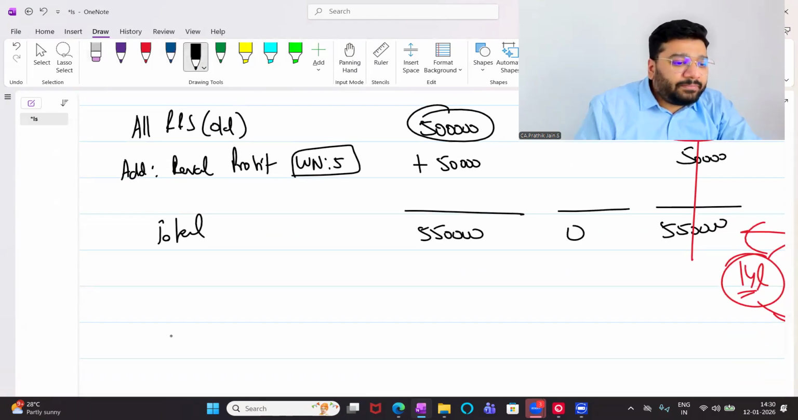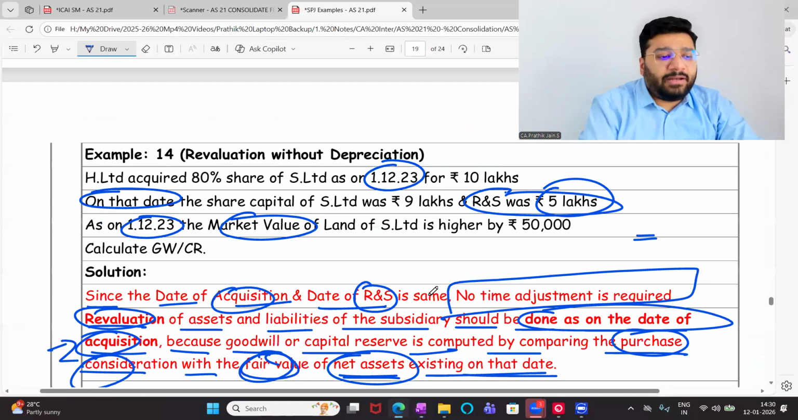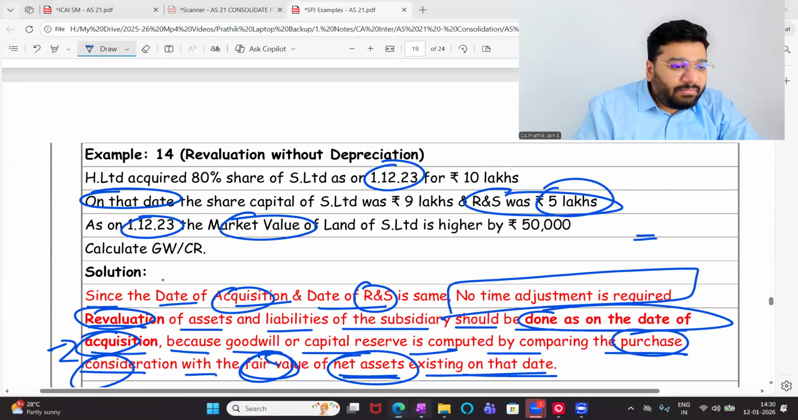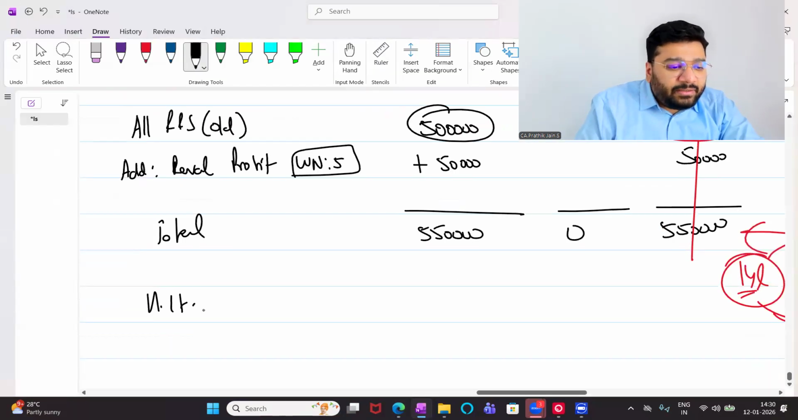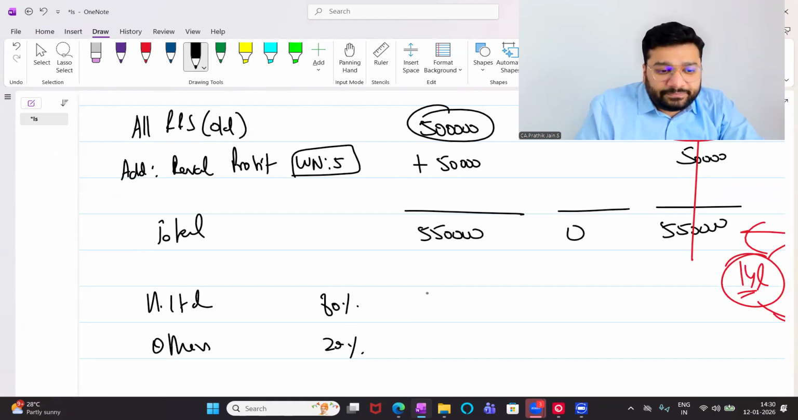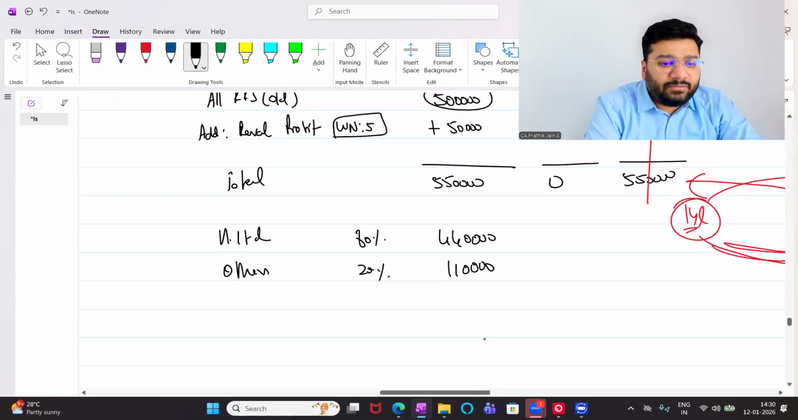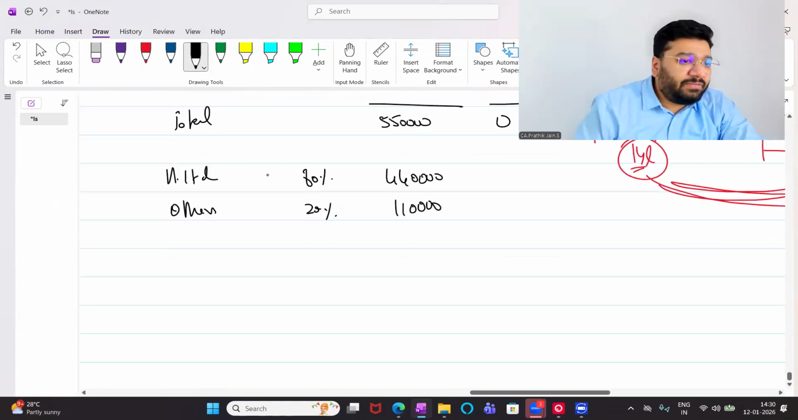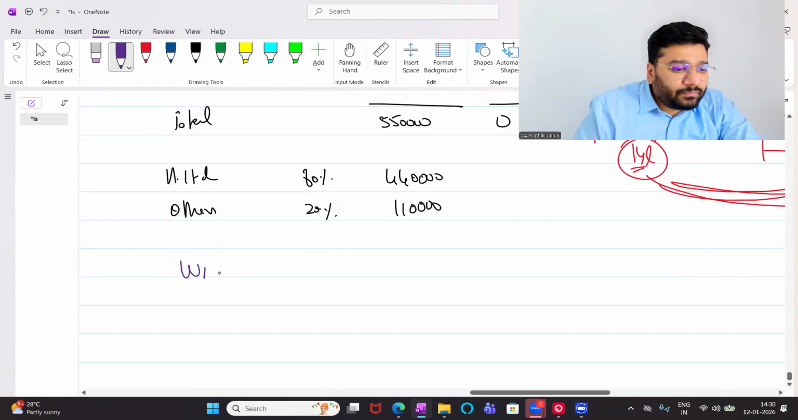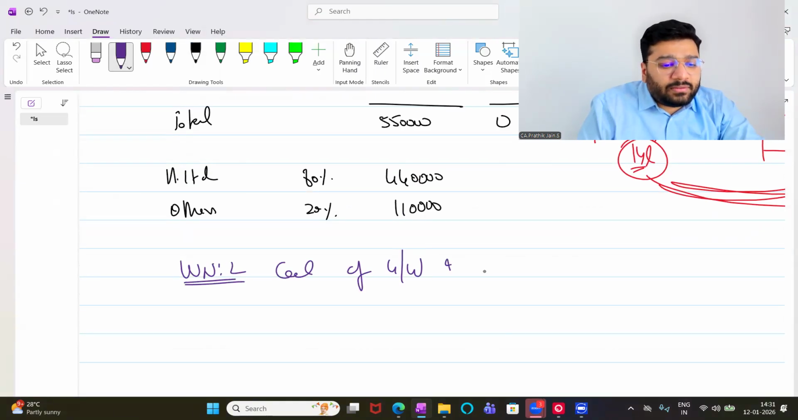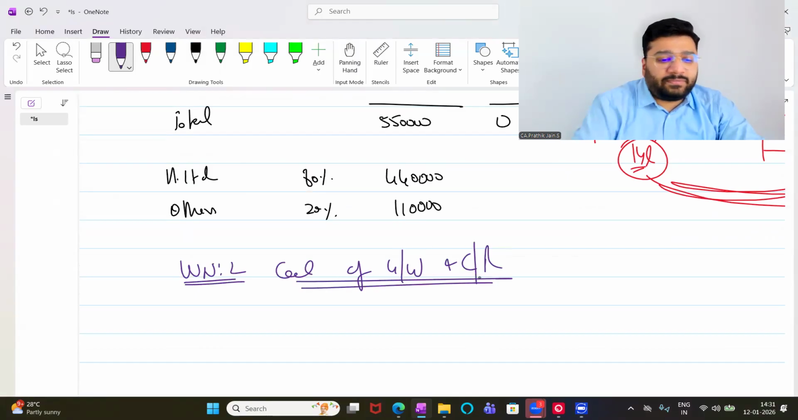Now, next, who will split it? H Limited and minority. How much is H Limited holding? 80%, and this is 20%. How much is it? 4,40,000 and 1,10,000. Very good. Now we're done with the adjustment of pre-acquisition profit. Second is working note number 2: calculation of goodwill and capital reserve.